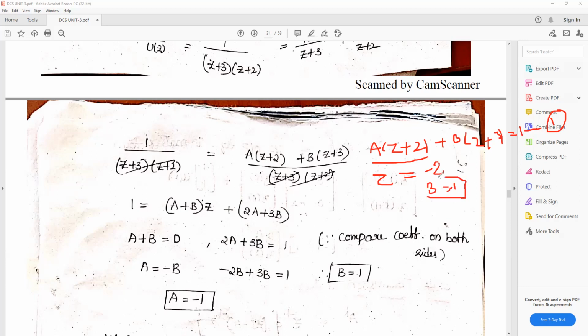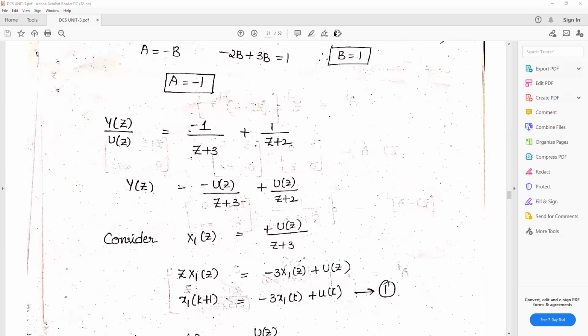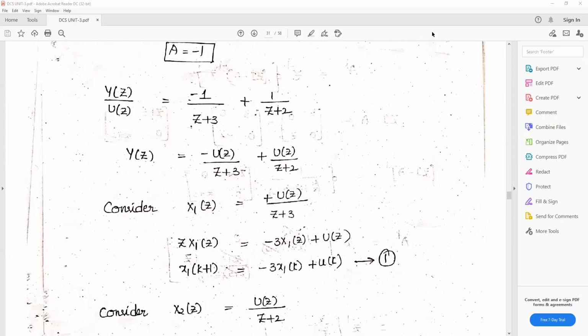And take z is equal to minus 3. A is equal to minus 1. So A is equal to minus 1, B is equal to 1. So substitute the values. A is equal to minus 1 and B is equal to 1.